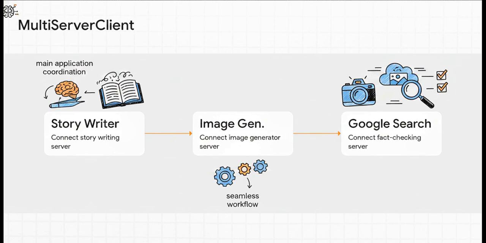Your main application can essentially act like a conductor, coordinating multiple specialized servers all at the same time. The client routes the creative writing over to the story writer server, the visual prompts to the image generator, and the fact-checking to the Google search server. It wraps all of those different capabilities into one seamless workflow.